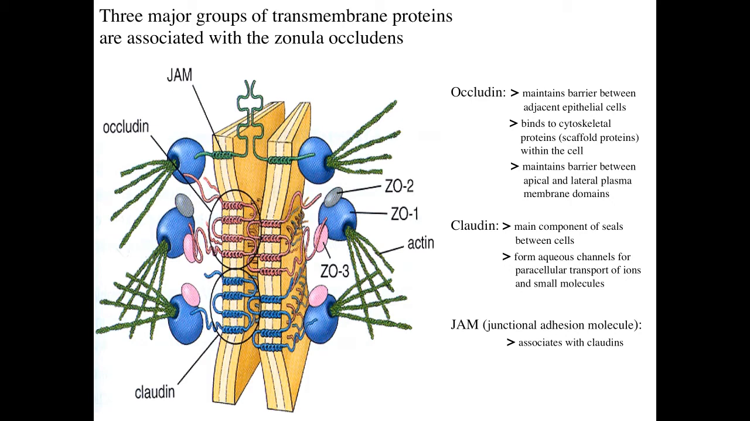They can form aqueous channels for paracellular transport of ions and small molecules, and we'll come back and tell you what paracellular transport means in a few minutes, and we'll contrast that to transcellular transport in a few minutes. And then finally, there are these JAM proteins, or junctional adhesion molecules, that actually associate with the various Claudin proteins.